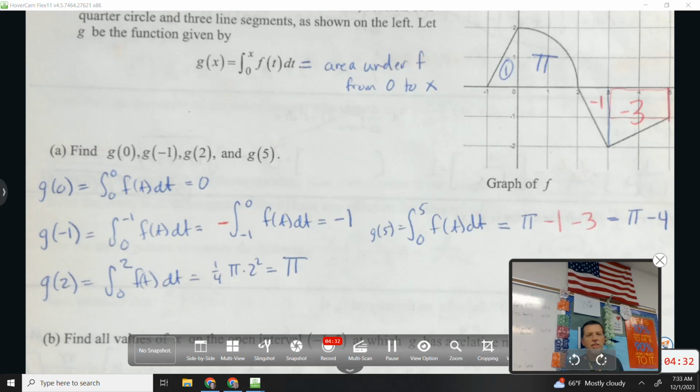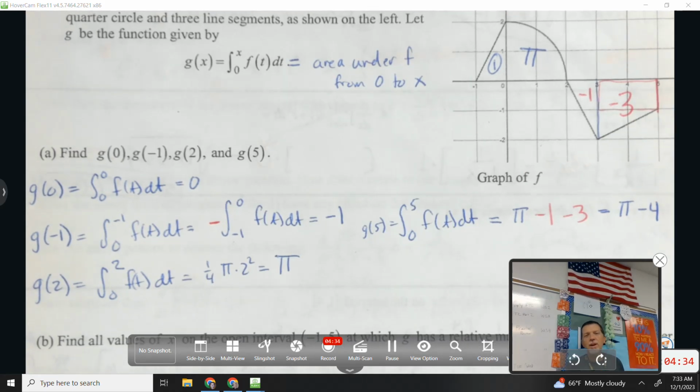By the way, on the test, on Wednesday, the free response day, there's 2 free response questions. They each have 5 parts. Each of the parts is worth 3 points.